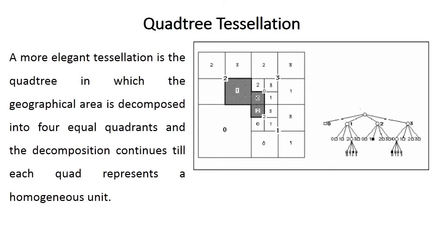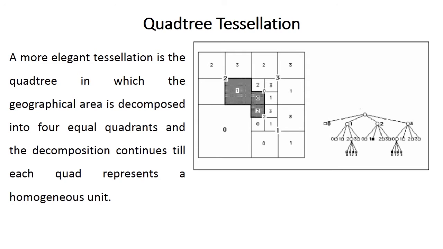Quadtree tessellation. A more elegant tessellation is the quadtree, in which the geographical area is decomposed into 4 equal quadrants and the decomposition continues till each quad represents a homogeneous unit. The number of times the decomposition process may be applied, known as the resolution of decomposition, may either be fixed or purely determined by the input data.